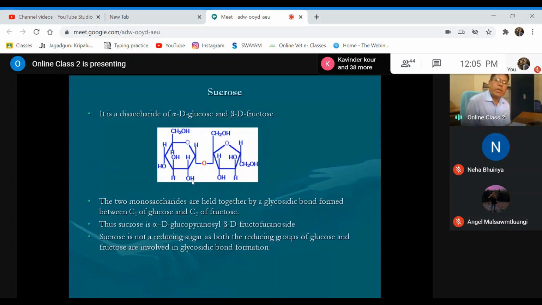Here, both anomeric carbons are involved in the formation of the bond. It means none of the anomeric carbon is free in the case of sucrose. That is, the anomeric carbon of the fructose and the anomeric carbon of the glucose are involved in the formation of the glycosidic linkage. Since this molecule does not contain a free anomeric carbon, it is not a reducing sugar. So, sucrose is not a reducing sugar.